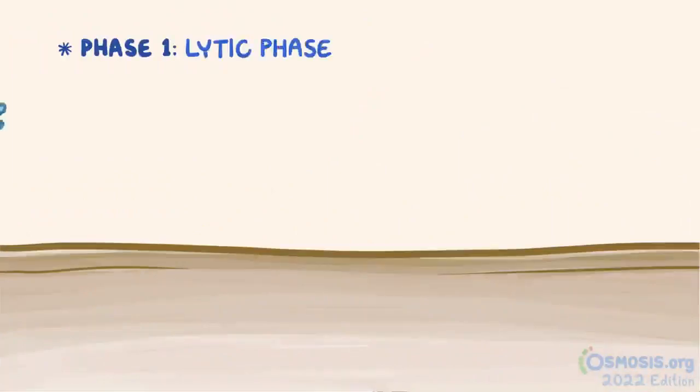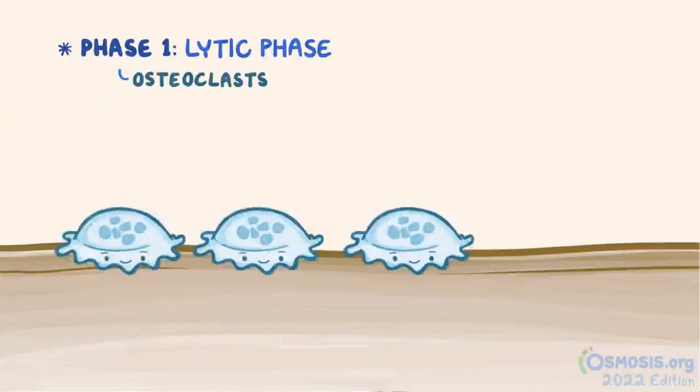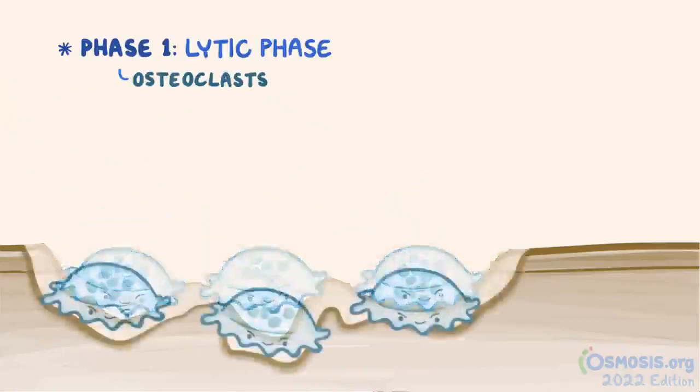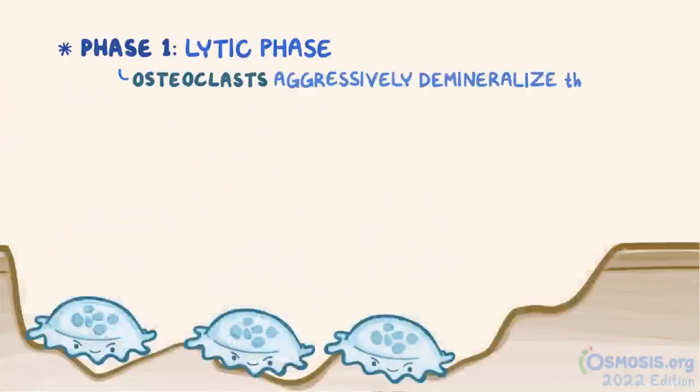Now, there are three main phases to the disease. Phase 1 is the lytic phase, and that's where osteoclasts, which have up to 100 nuclei, start to aggressively demineralize the bone up to 20 times more than normal.